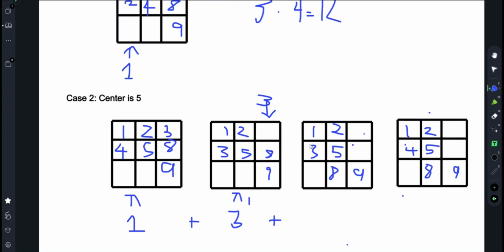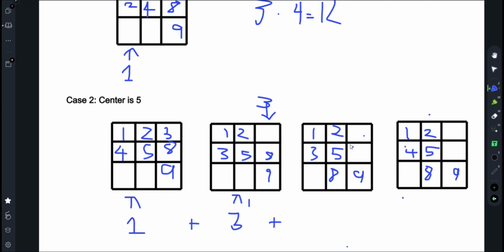Now here, if it's 1, 2, 3, 5. In this case, there's 3 ways for this number right here, because all of the numbers are greater than 3 and less than 8. So there's 3 ways for this number here, and again, like here, there's only one case for this. So we can add 3 here.